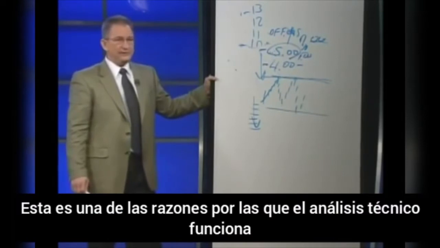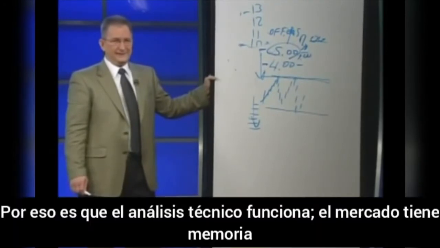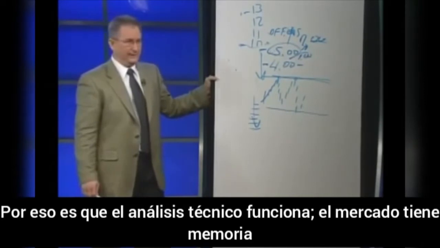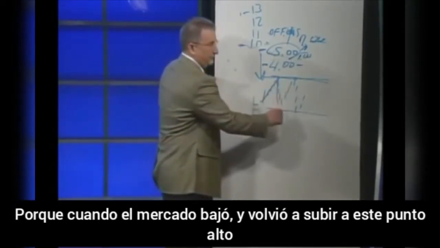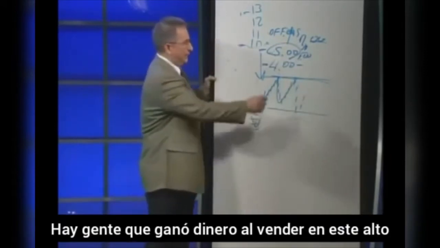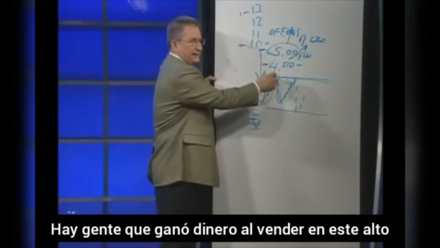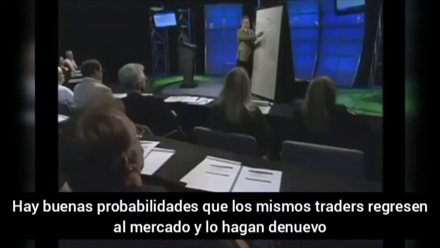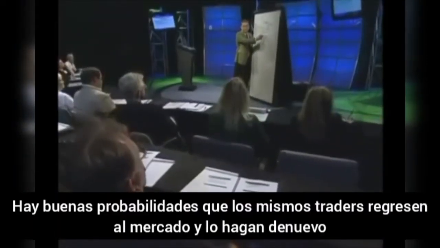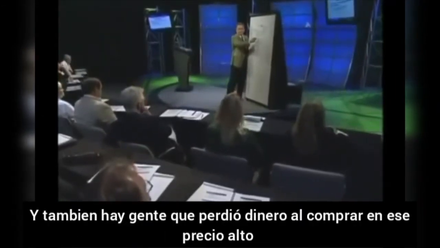This, by the way, is one of the reasons why technical analysis works: the market has a memory. Because when the market came back down, you formed a swing low, came back up to this high, there were people who made money by selling this high. There's a good chance those same traders are going to come back into the market and do it again. As well as there are people who lost money by buying that high.